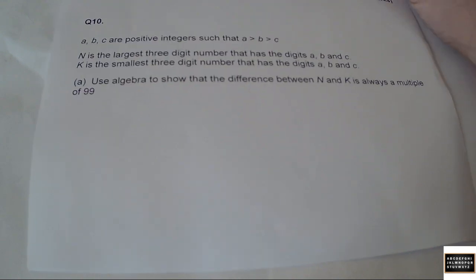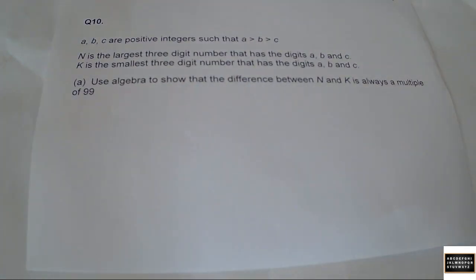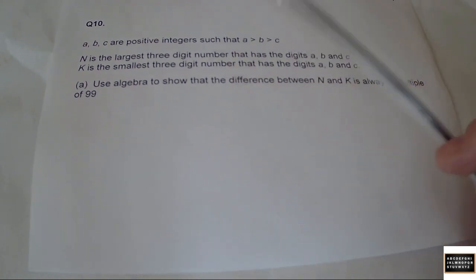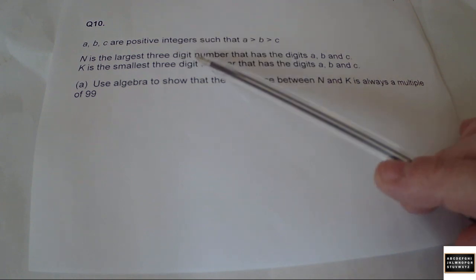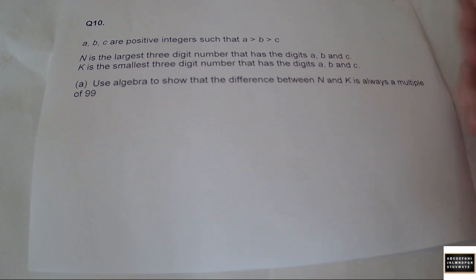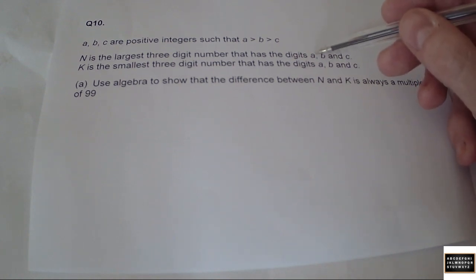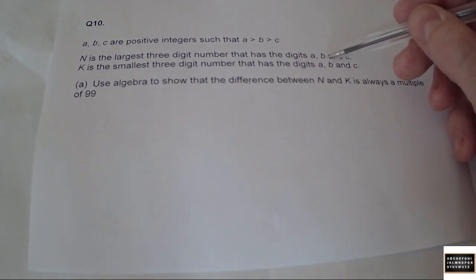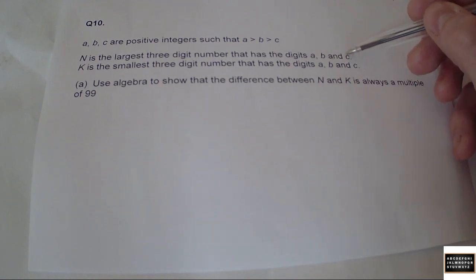This last question is probably one of the harder questions I could find on algebraic proof. Not an easy one at all to think about, but once you get the gist of it, it's okay. So it says A, B, C are positive integers such that A is more than B is more than C. It says n is the largest three-digit number that has the digits A, B, and C. So if this is the largest one, then you're going to have A in the hundreds column, B in the tens column, and C in the ones column.